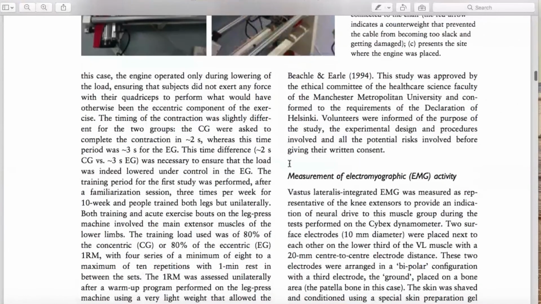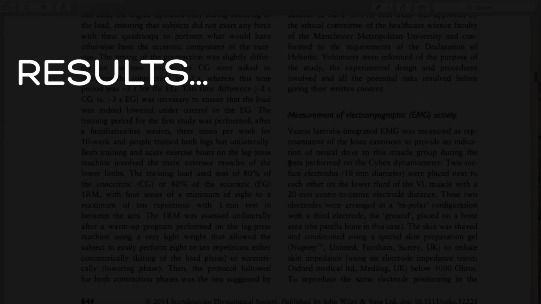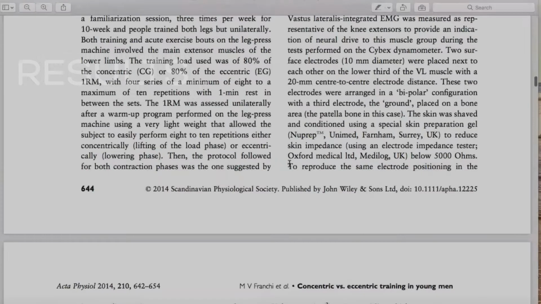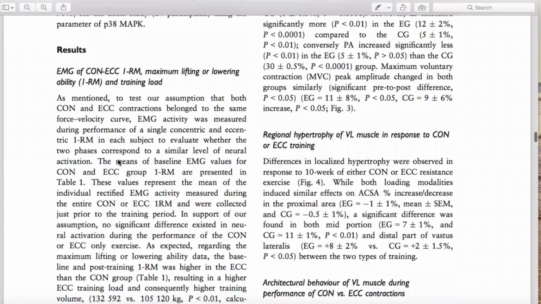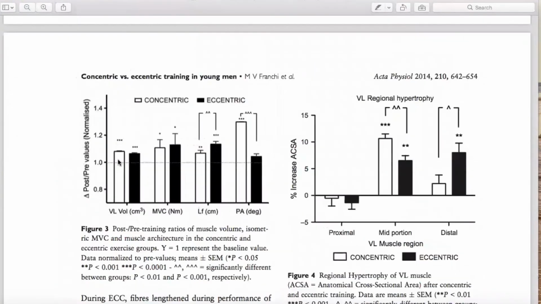So what happens after 10 weeks of training, either concentric or eccentric training? What happens is that we found a similar increase in vastus lateralis muscle volume, calculated via MRI scans. Eccentric training presented a 6% increase, and concentric training presented an 8% increase. This was not significant between the two resistance training groups, and you can see that.